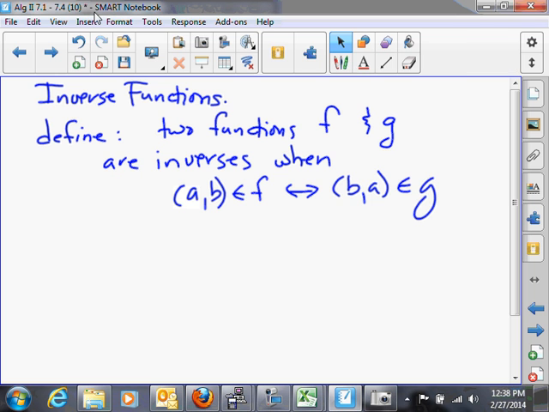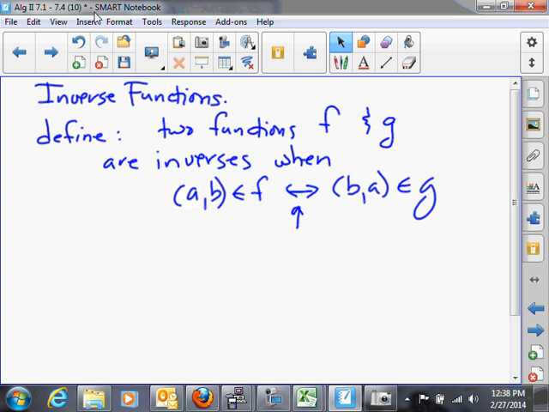Let me see if I can make this a little bit clearer. Anytime you have an ordered pair, x y or A B, in the function f, if G is its inverse, then the ordered pair B A has to be in G. And any ordered pair that's in G, like B A, where x and y are reversed, would have to be in F. It's an if and only if thing. This symbol right here means if and only if, or in other words, it goes both ways. So basically, inverse functions take the ordered pairs in a function and exchange the x and y members.